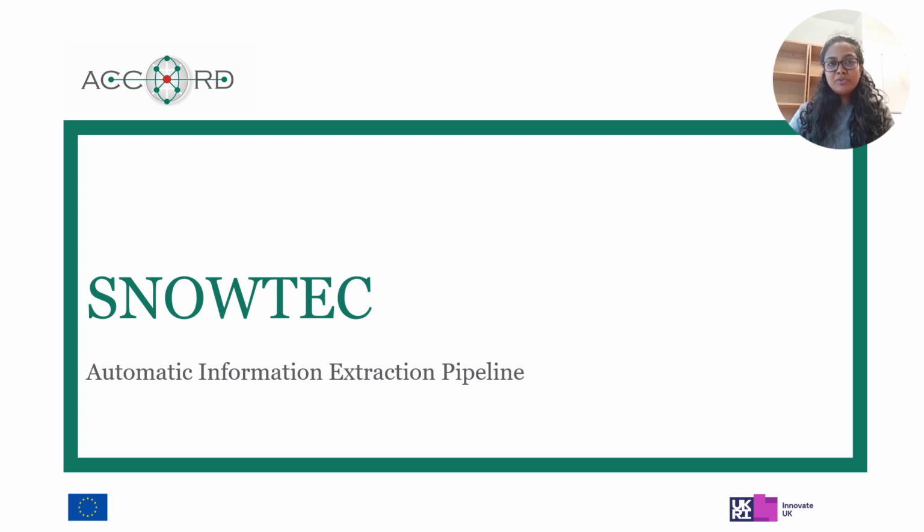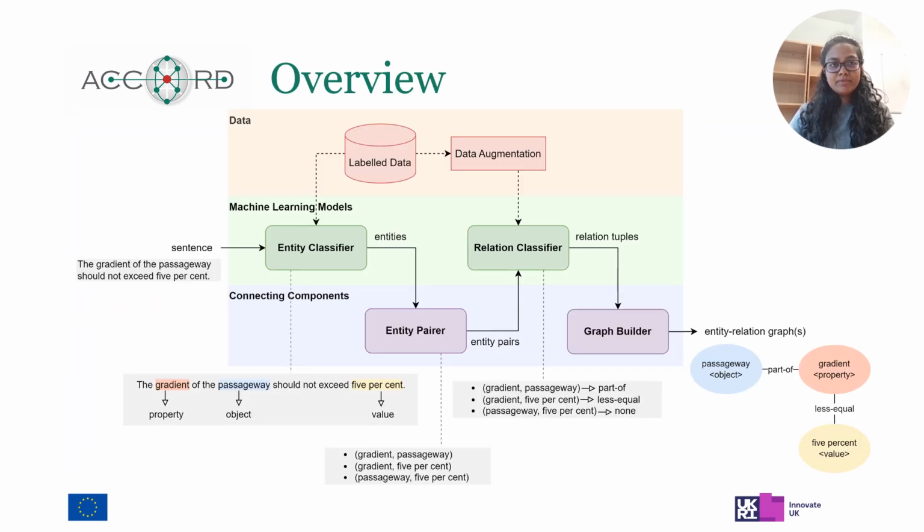Let's move into more technical details of SNOWTEC. This is an overview of our approach. Except for the connecting components, it has four main elements: labeled data, data augmenter, and two machine learning modules for identifying entities and relations.